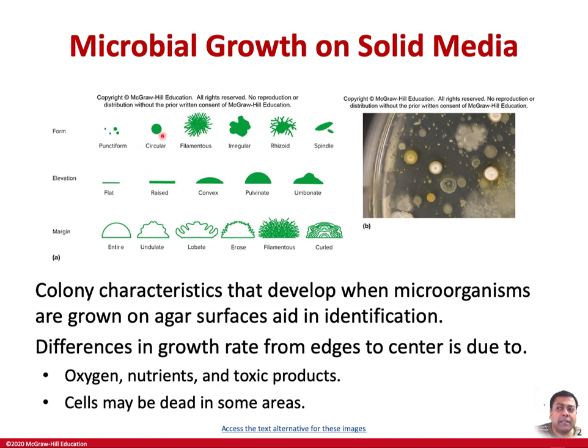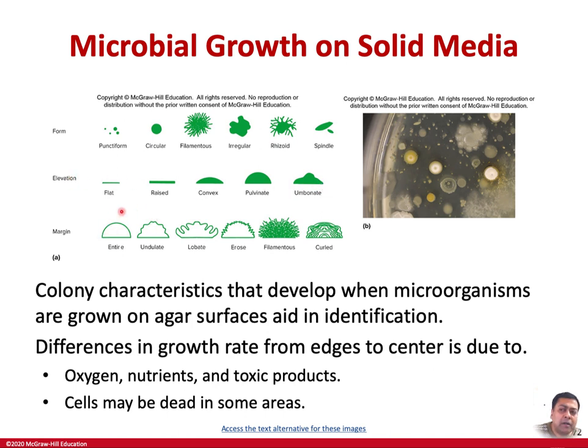Then you have a filamentous form. Then you have an irregular rhizoid with these fine structures. And then you have this spindle shape. On the other hand, if you're looking at the elevation, you have flat, raised, convex. Then you have this pulvinate, then umbonate, where the middle portion grows up. These are some of the elevations.